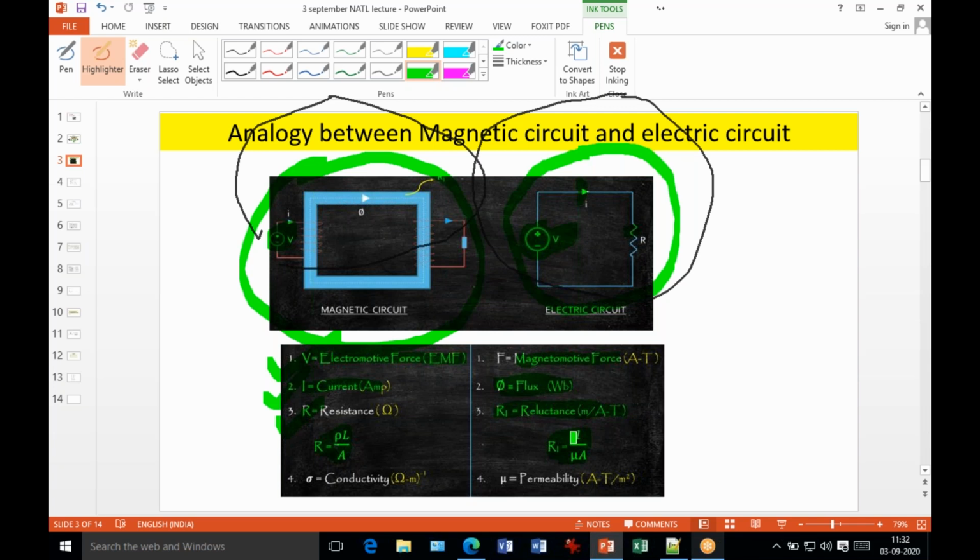Here current is available, but in the magnetic circuit the flux is available. And in the electrical network there is a conductivity, but here the conductivity role is played by the permeability. So that is a similarity between these two circuits. Okay, so that means some parameters of the electrical network.